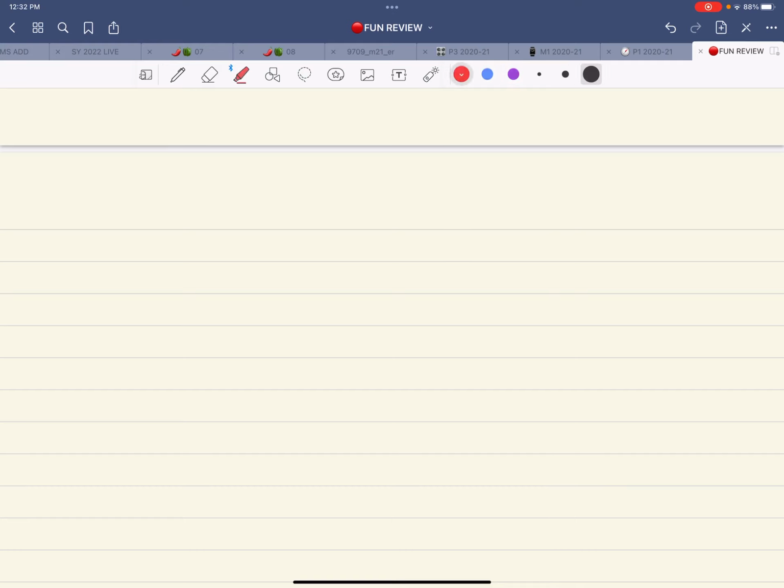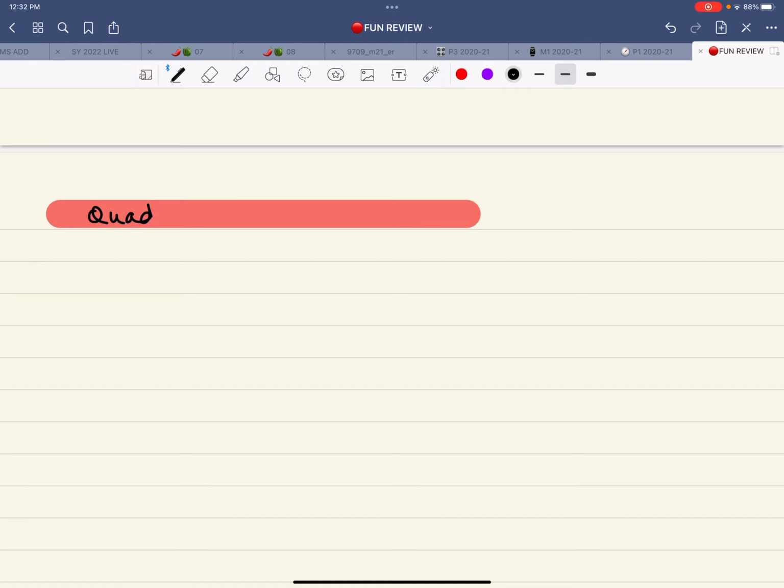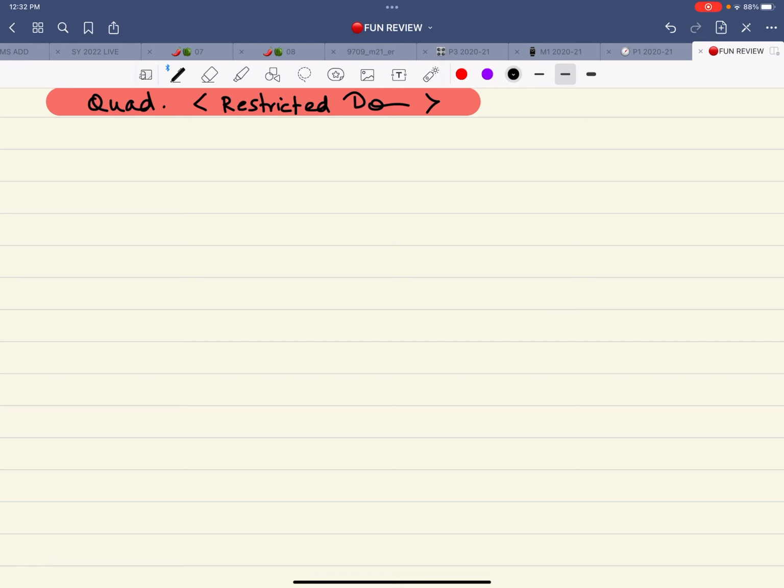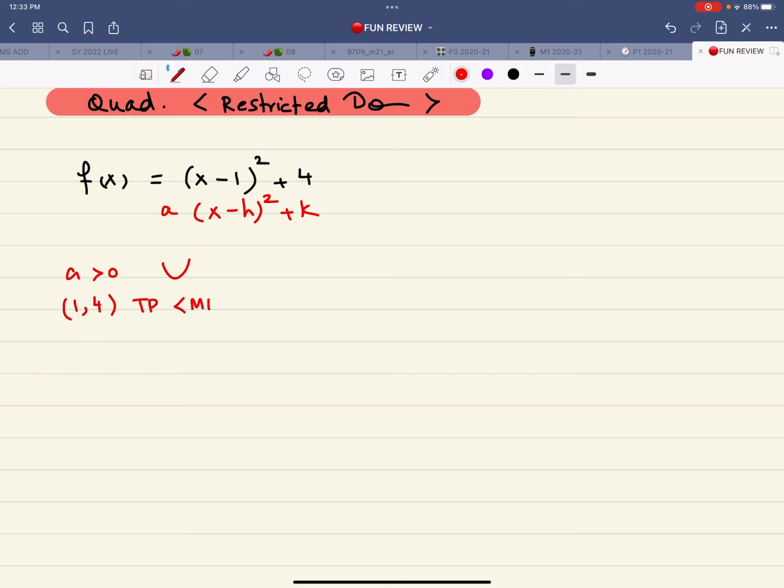So now we are still on quadratics. And if I talk about a restricted domain, that means it's between 2 values. That is what it means. Let me take the very first graph. f(x) is equal to (x minus 1) whole square plus 4. A(x minus h) whole square plus k. A is positive. That's the shape. 1 comma 4 is the coordinate of the turning point. And this turning point is in fact a minimum.